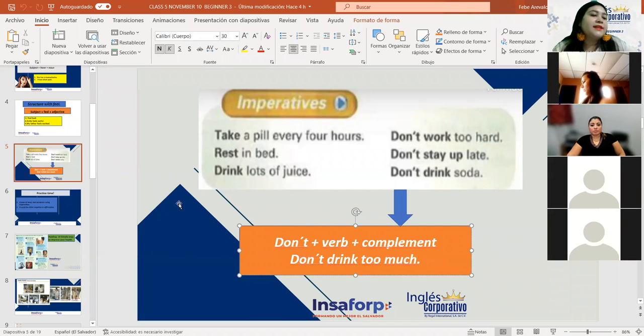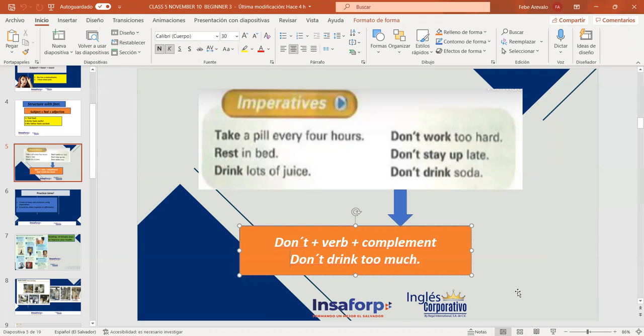Because there's people who drink alcohol or drink a lot of soda or things like that. But it's not like they drink once in a while, right? They drink every day, all right? So every day at every time they are drinking soda or beer or anything else. So that's why this is an imperative in negative.